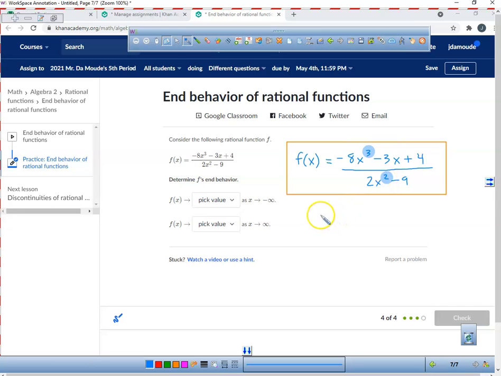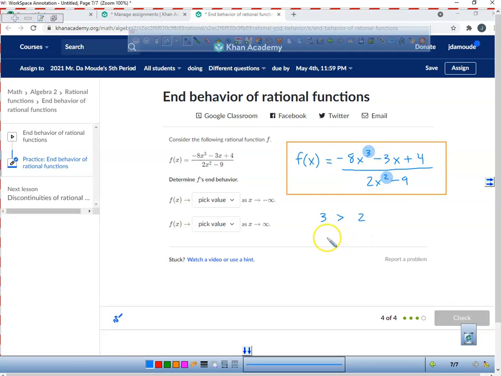Would you guys agree that 3 is greater than the number 2? If this power is greater than this power, then there are not going to be any horizontal asymptotes. And you're like, what the heck is a horizontal asymptote? We're going to be talking about that. So there are rules for horizontal asymptotes, and that's going to help us understand the concept.